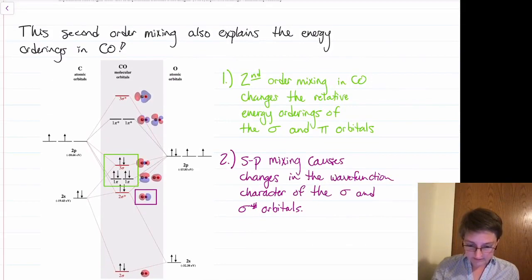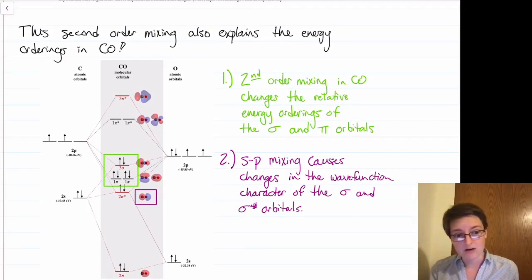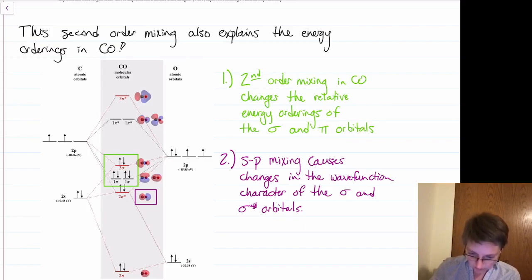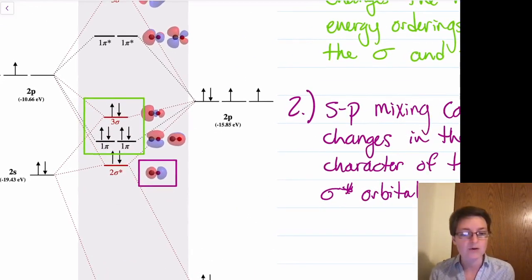This second-order mixing effect also explains the energy orderings in our carbon monoxide molecule. So you'll notice that second-order mixing has caused our sigma orbital to go up a little bit in energy, and also helps explain why this bonding orbital that I've boxed in purple, our sigma 2s sigma star orbital, has a little bit of p-type character on the oxygen, and why our 3 sigma orbital on this carbon has not only p character on the oxygen, but a little bit of s-type character on the carbon.